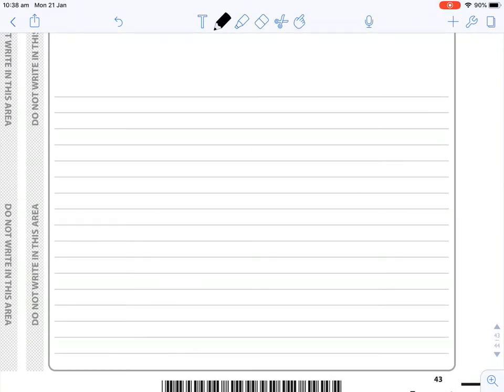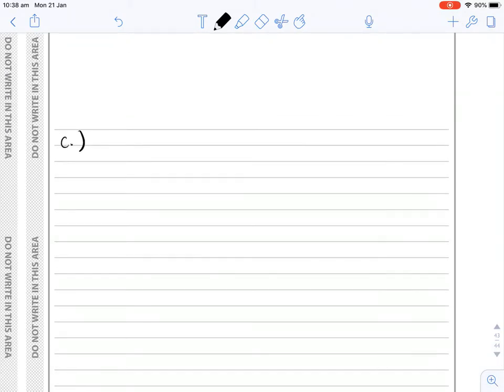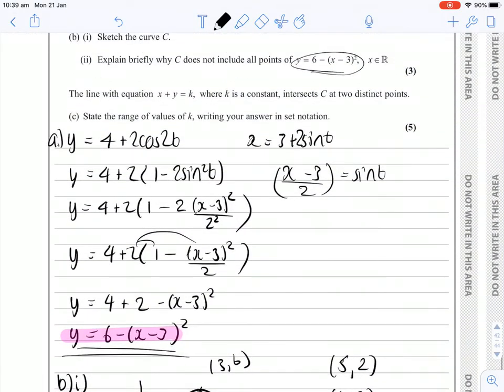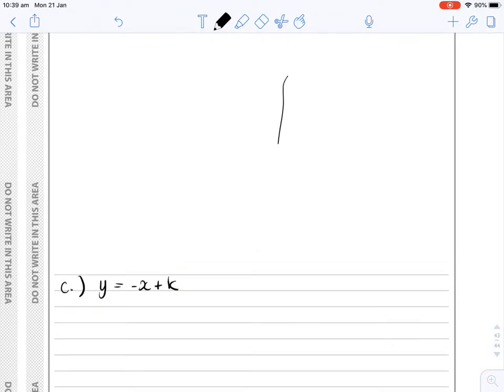In part C, the line with the equation x add y equals k, where k is a constant, intersects C at 2 distinct points. State the range of values of k, writing your answer in set notation. So what we've got is that y is equal to negative x add k. So if we look at this, what we can say from our initial graph, so I'm going to re-sketch our graph over here.